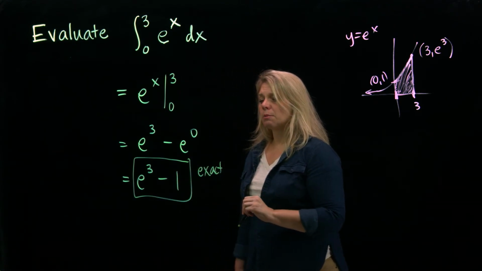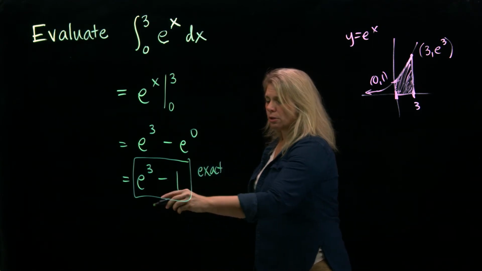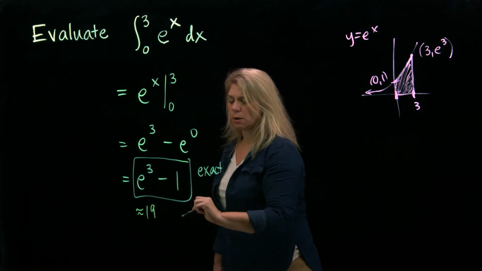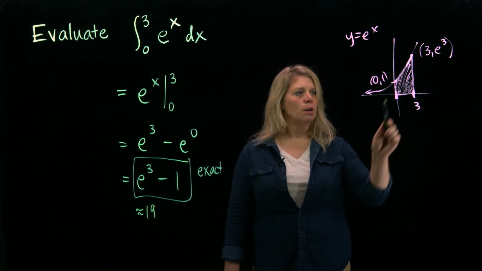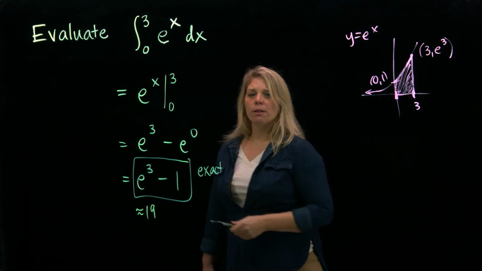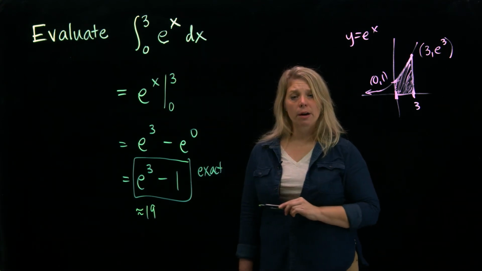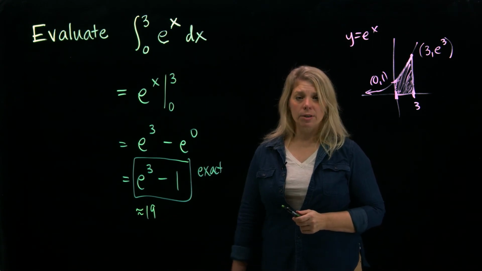Just to get a decimal approximation to make sure it makes sense with our picture, you might want to do that. If you plug e cubed minus 1 into your calculator, you get about 19, which should make sense. I should expect a fairly large positive number for the area of this region here. All right, so that's the fundamental theorem of calculus. We'll look at another example where finding the antiderivative is a little bit harder, but that's the basic idea with everything that you're supposed to be working on for section 5.4.